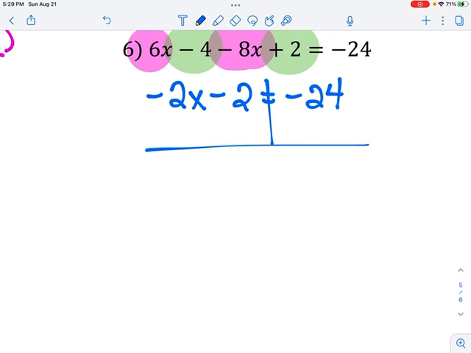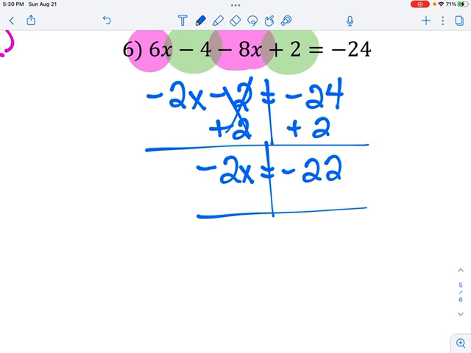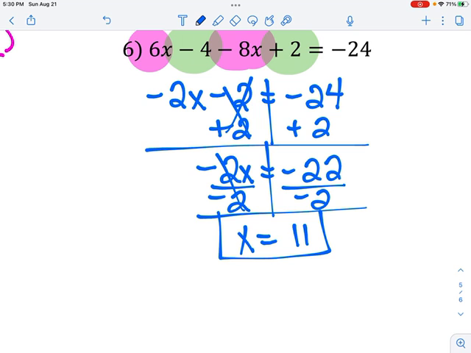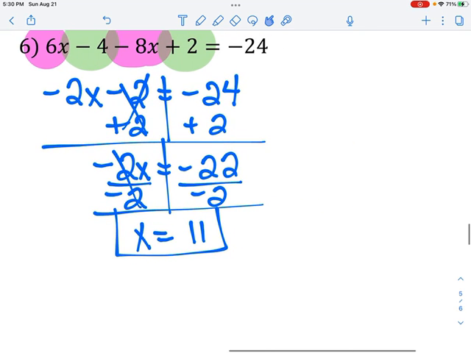The 2 is the least connected, so we're going to add 2 to both sides. We have negative 2x equals negative 22. At that point, we divide by negative 2, and we would be left with x equals positive 11. So let's check it just to make sure we didn't make a silly mistake here.